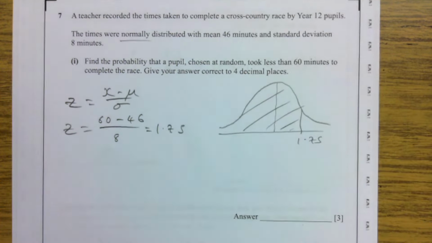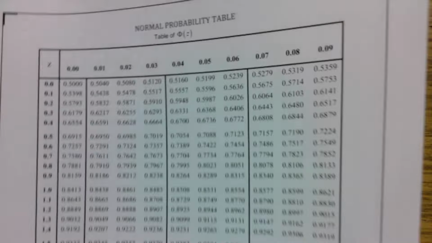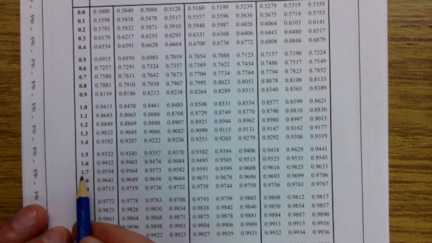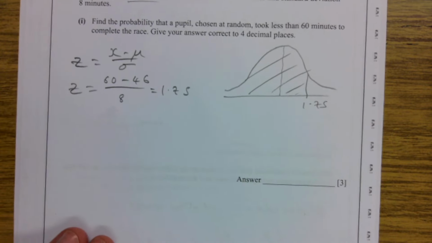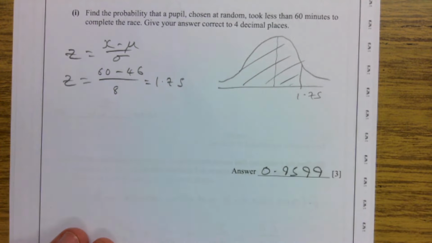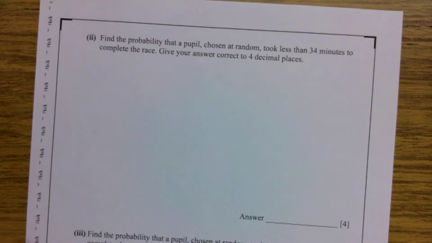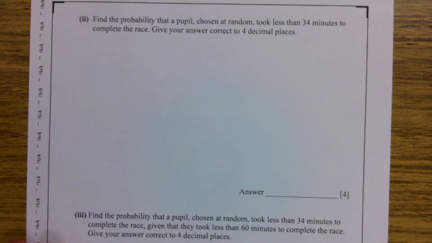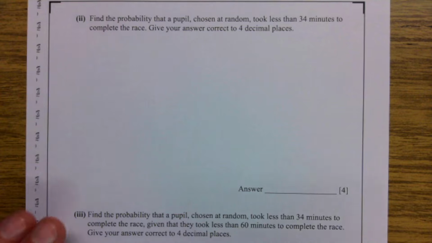And so I just simply need to look that up on my table. So there's 1.7. Then the 1.75 is going to be here, so it's 0.9599. And that works out. Part two, find the probability that a pupil chosen at random took less than 34 minutes to complete the race. Give your answer correct to four decimal places.